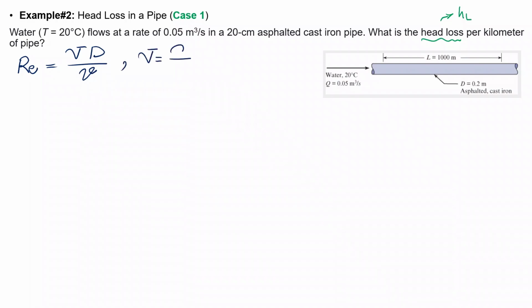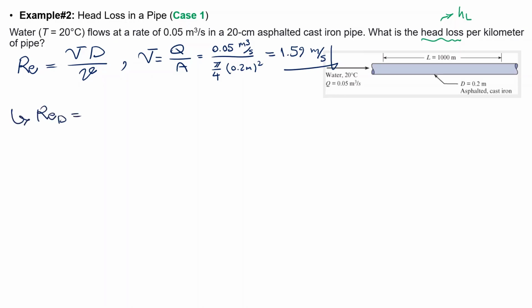Velocity would be equal to Q divided by area, and we do have flow rate, 0.05 cubic meters per second, and area would be pi over 4 times diameter, which is 0.2 meters, to the power 2. So velocity would be equal to 1.59 meters per second. All right, so this is our velocity. Now I can put the velocity into the Reynolds equation and calculate Reynolds number for diameter D: 1.59 meters per second, 0.2 meters, and kinematic viscosity.